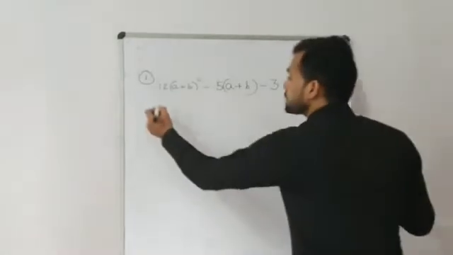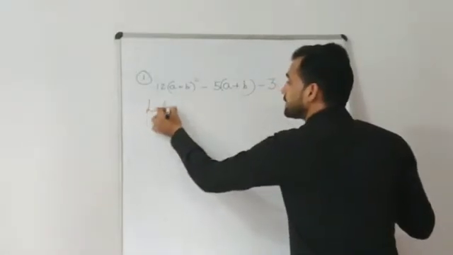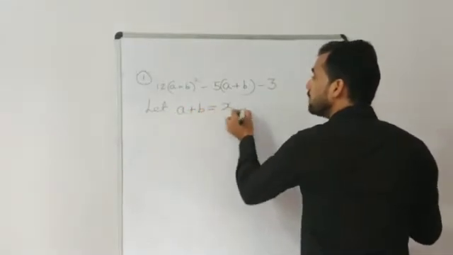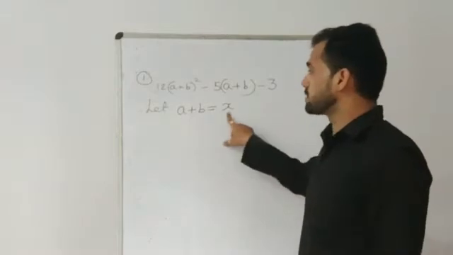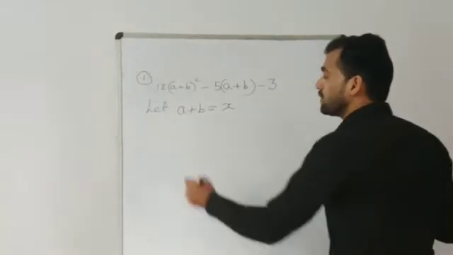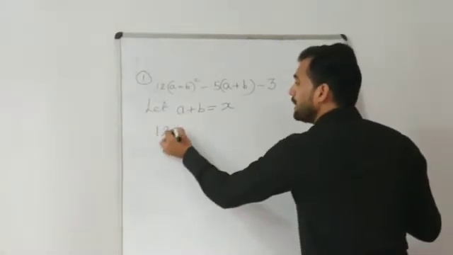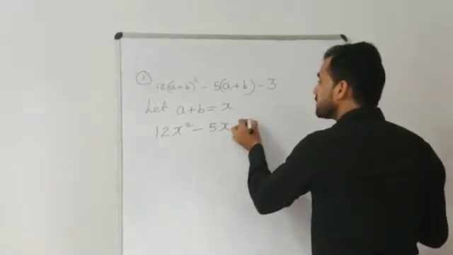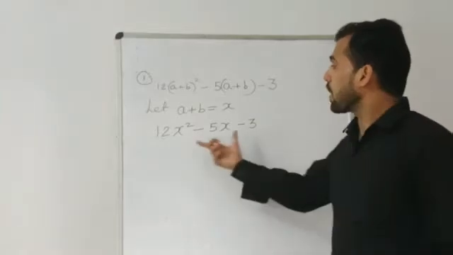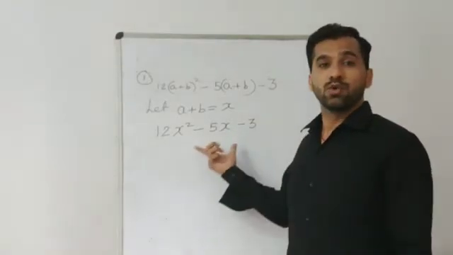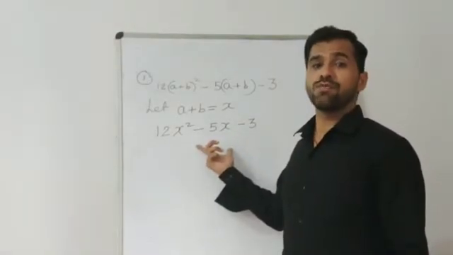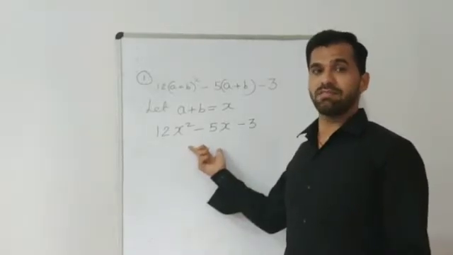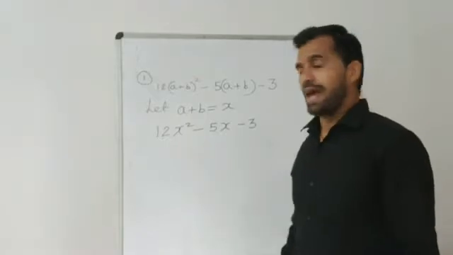How? See, first of all I will write: let a + b = x. We will put a + b equal to x. So our equation will become 12x² minus 5x minus 3. Now we get a trinomial expression of a single variable. We will solve for x, then we will further put the value of x.